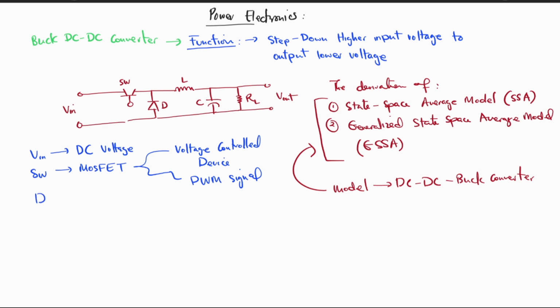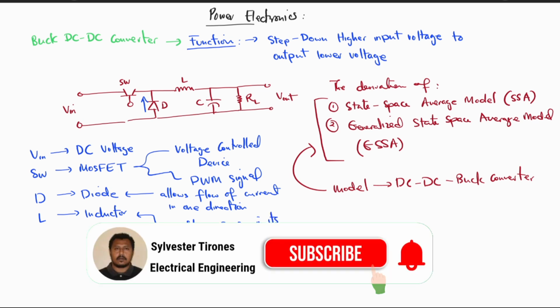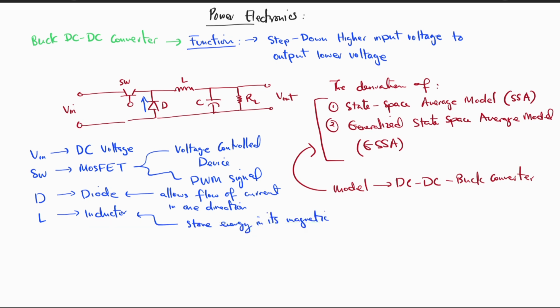And we have the D, which is nothing but a diode, and we have the L, which is our inductor. And we know that the diode only allows the flow of current in one direction only, and from the symbol that means in this direction. And we know that an inductor is an electrical component that stores energy in its magnetic field.